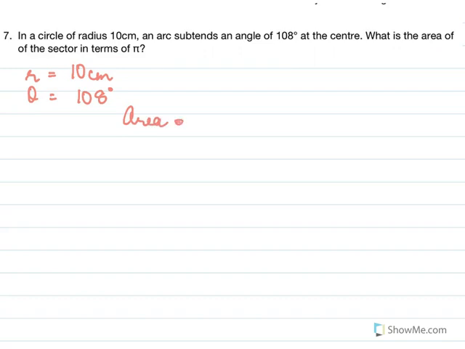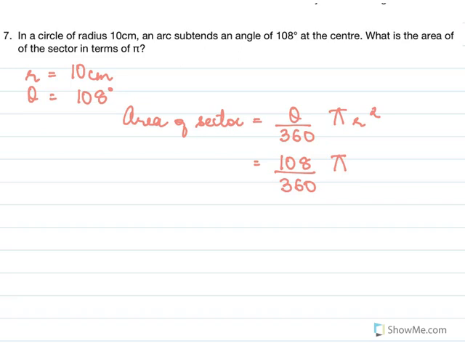So the area of the sector we know is theta over 360 pi r square. Now theta is given here as 108, so this is 108 over 360. We keep pi as it is because we have to do it in terms of pi. Radius is 10, so this is 10 square. So 108 over 360 into pi into 10 into 10. You cancel and reduce it, and your answer will come 30 pi centimeter square.